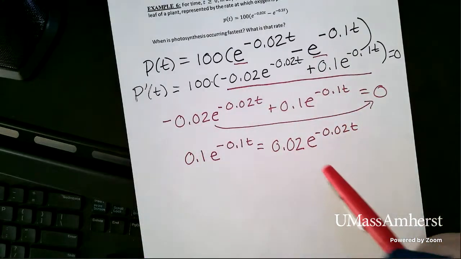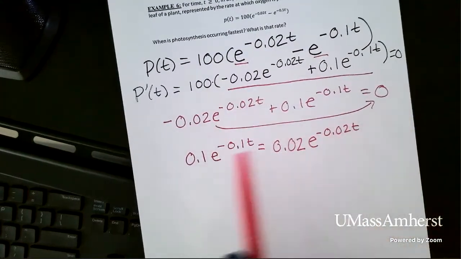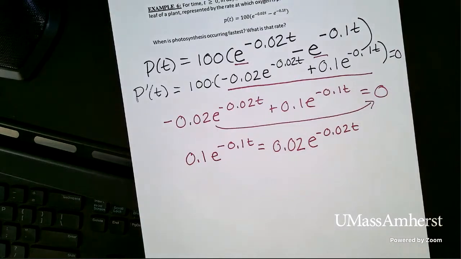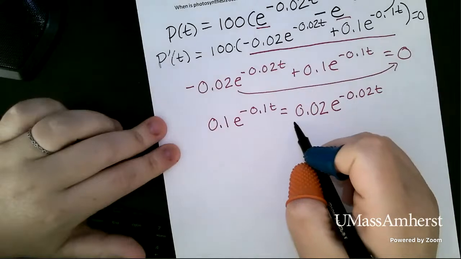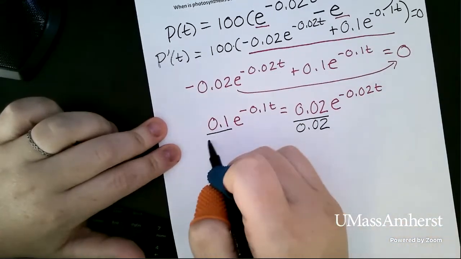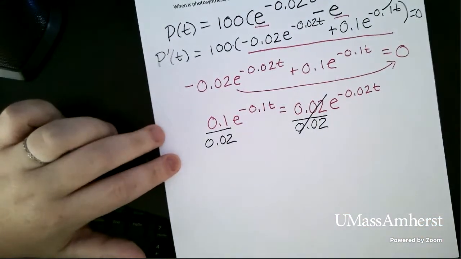So if that equals 0, what I did is I brought this term that had the negative to the right so that I have a term on each side. So my next step algebraically is I'm going to combine the constants on one side and the e's on the other side. So what I'm going to do is divide both sides by 0.02 so that I can get rid of the constant on the right.